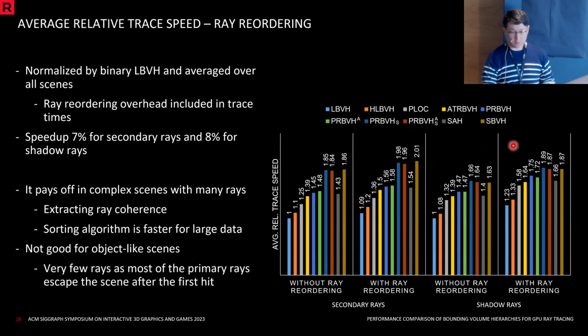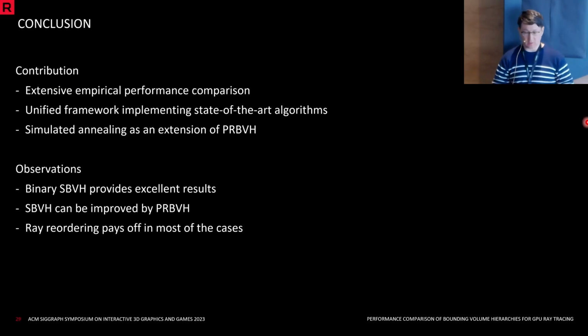So yeah, that's all. Let me conclude the talk. Our contribution is this extensive empirical performance comparison of a collection of BVH-building algorithms. And we also propose this minor extension of the PRBVH. And yeah, some observations. SBVH provides basically the best results, especially in this case, binary BVH. And it can be slightly improved by PRBVH.